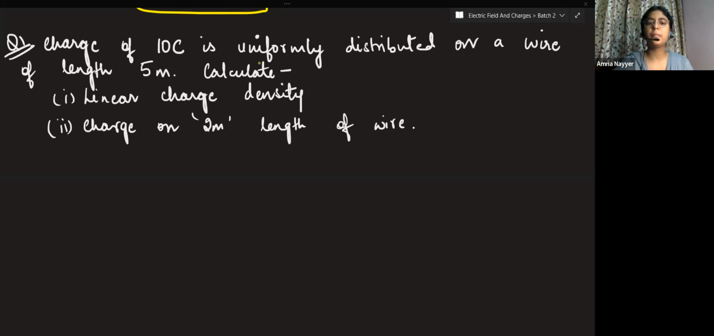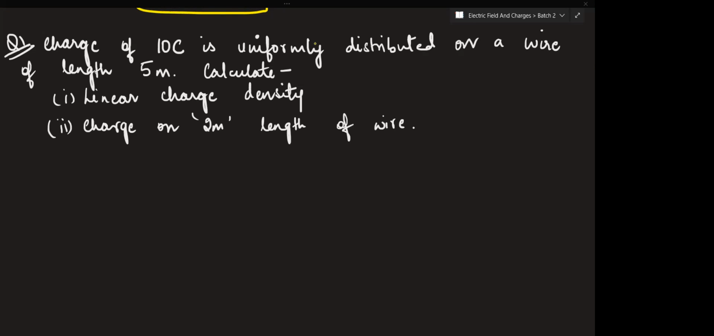Atif, your first part is correct, but there's some error in your second part. Answer to the second part is not right. First part is correct. Okay, let's discuss it. Charge of 10 coulomb is given. Krishna, both answers are correct. Again, Atif, first part is correct. Answer to the second part is incorrect. Just check it once again.